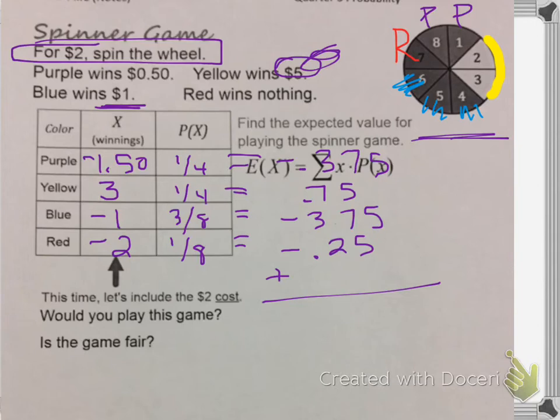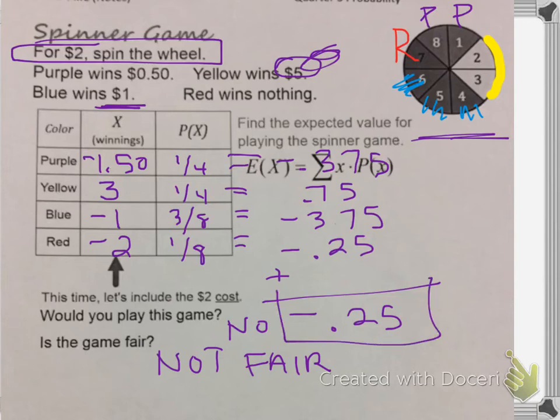All right, when I add those straight down, I get a negative 0.25, which means the average earning per spin of this game is a negative 25 cents. So would you play this game? I would say no. Is this game fair? Absolutely not. You really don't have a fair chance of winning if the average person is going to lose 25 cents on this game.